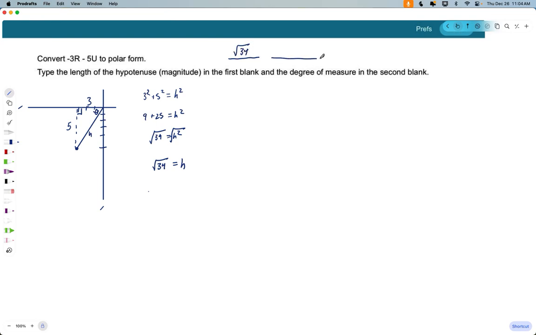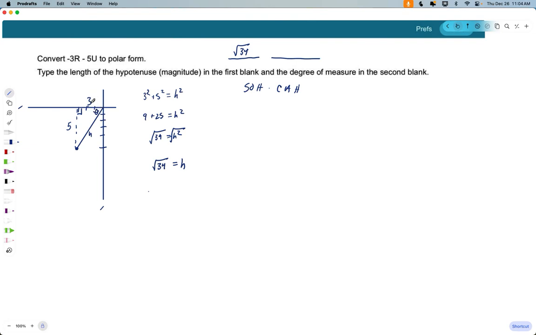Then you have that second blank, right? That's going to be your degree of measure for this. So we are going to use our SOH CAH TOA, just like we always do, in order to find the degree of measure, but we'll use the inverse of that. So we know we're looking for theta. So we want to find the r value. The adjacent side is 3. So we're going to use cosine for the adjacent.